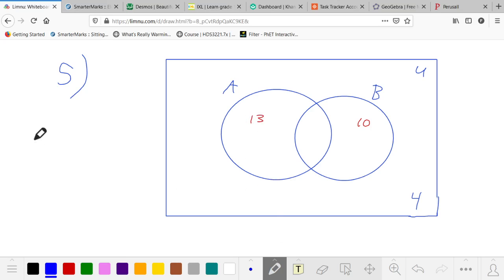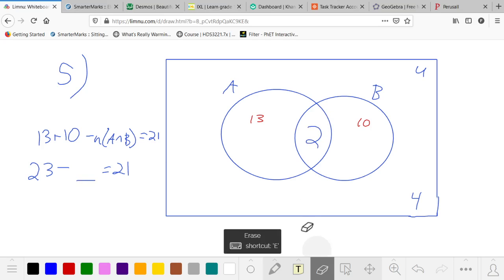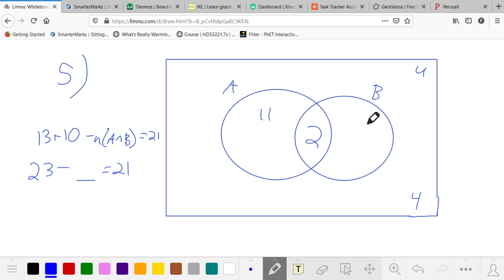So let's assume that the 13 plus 10 minus that intersection, A intersect B, that is what's going to equal our 21, which is 25 minus 4. So 23 minus this equals 21. That number has to be 2. So if we have 2 in the overlap, that 13 becomes 11, that 10 becomes an 8.